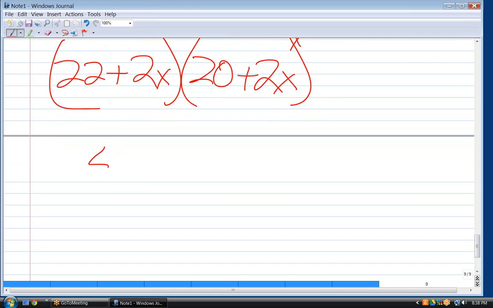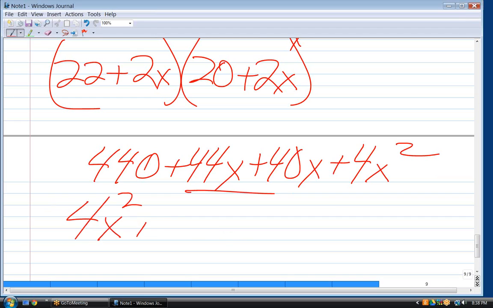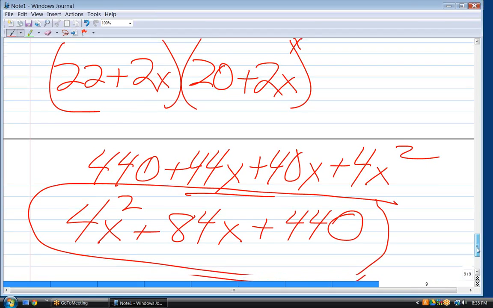Okay. 22 times 20 is 440. Plus 44x plus 40x plus 4x squared. Rewriting that gives me 4x squared. How many x's do I have? 84x plus 440. So there is the area of both the frame and the picture.